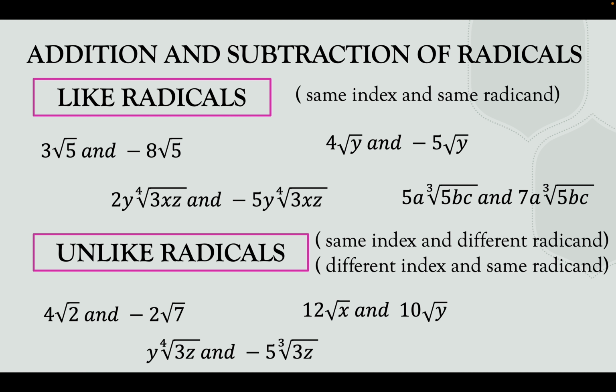Okay, next example: y 4th root of 3z and negative 5 cube root of 3z. They have different indices, 4 and 3, but the same radicand, 3z and 3z. Next, we have square root of 5 and cube root of 5. They have different indices, 2 and 3, but the same radicand, 5 and 5.